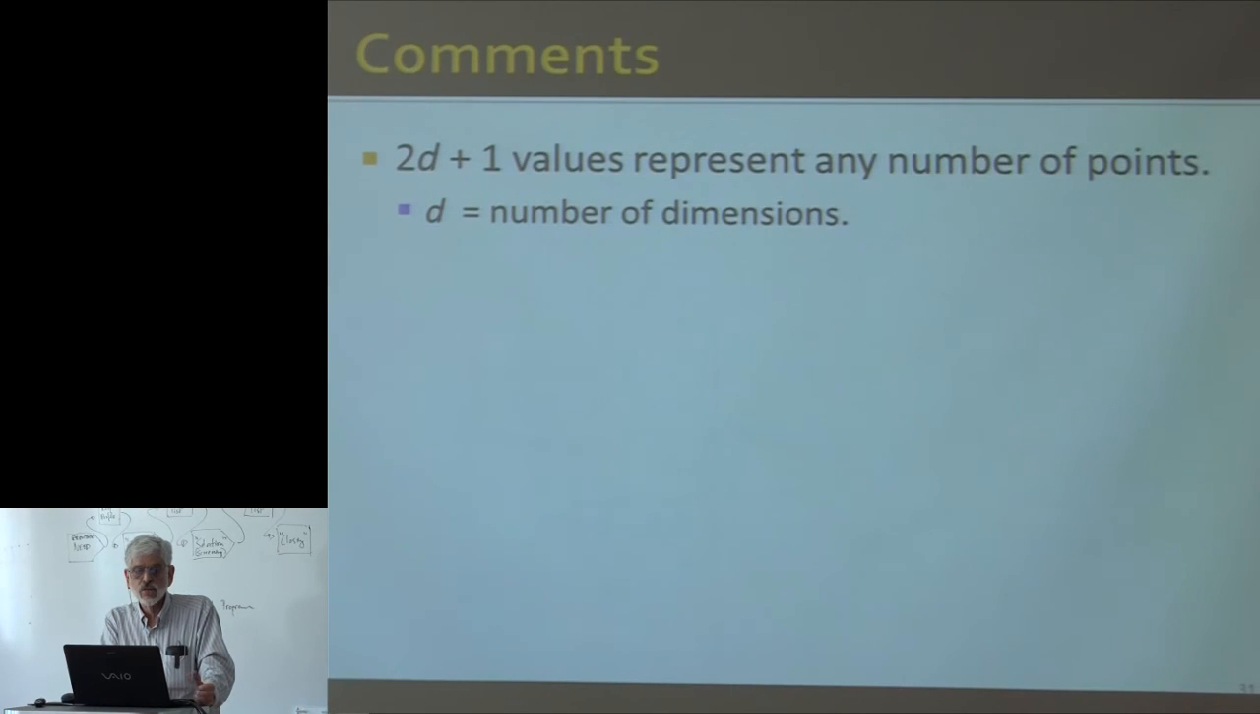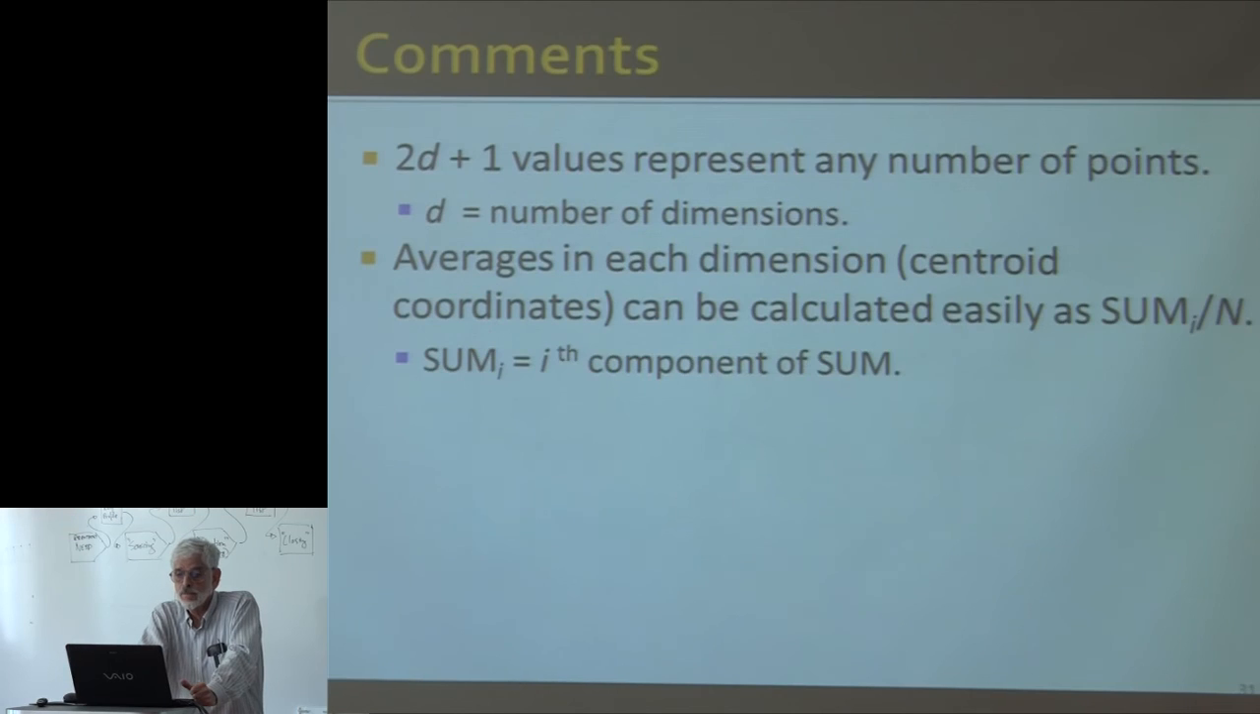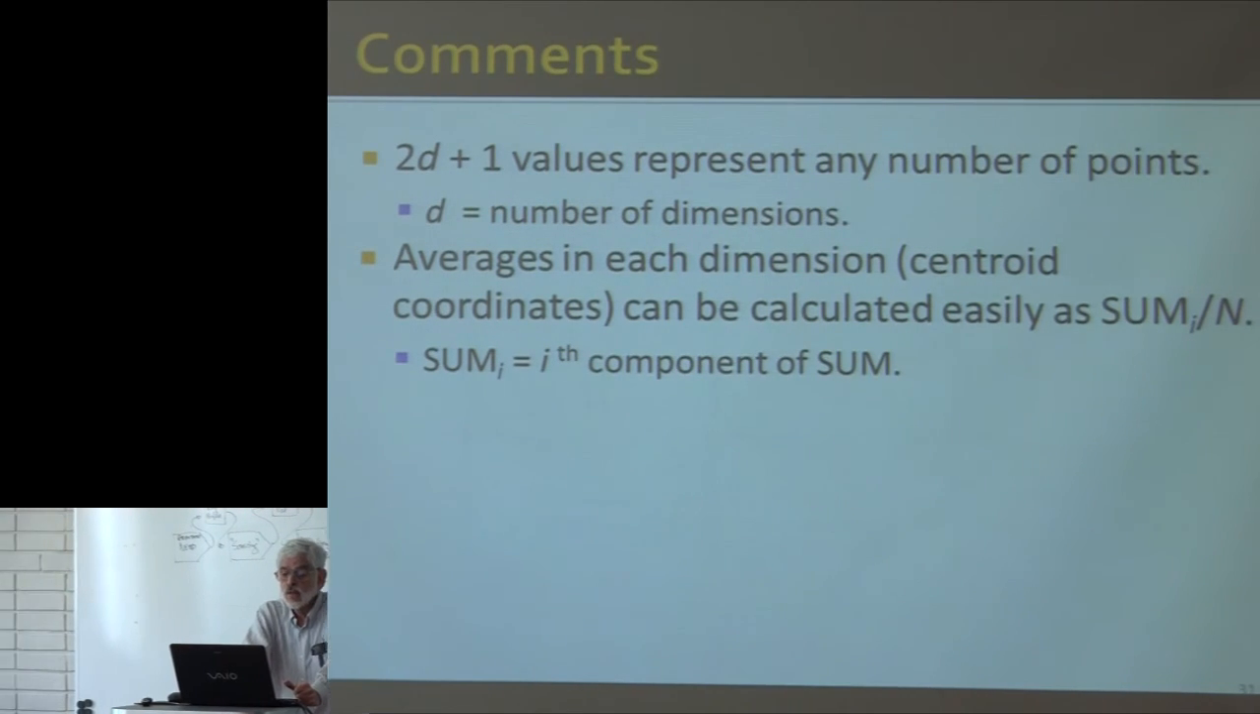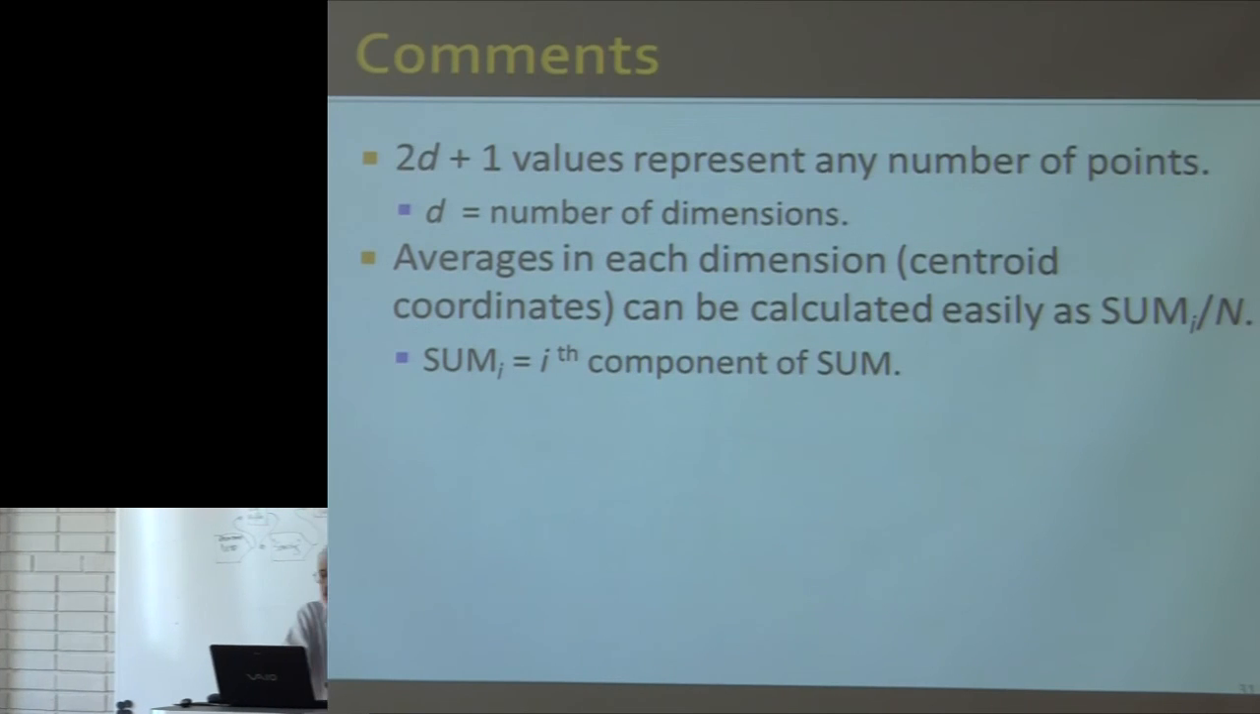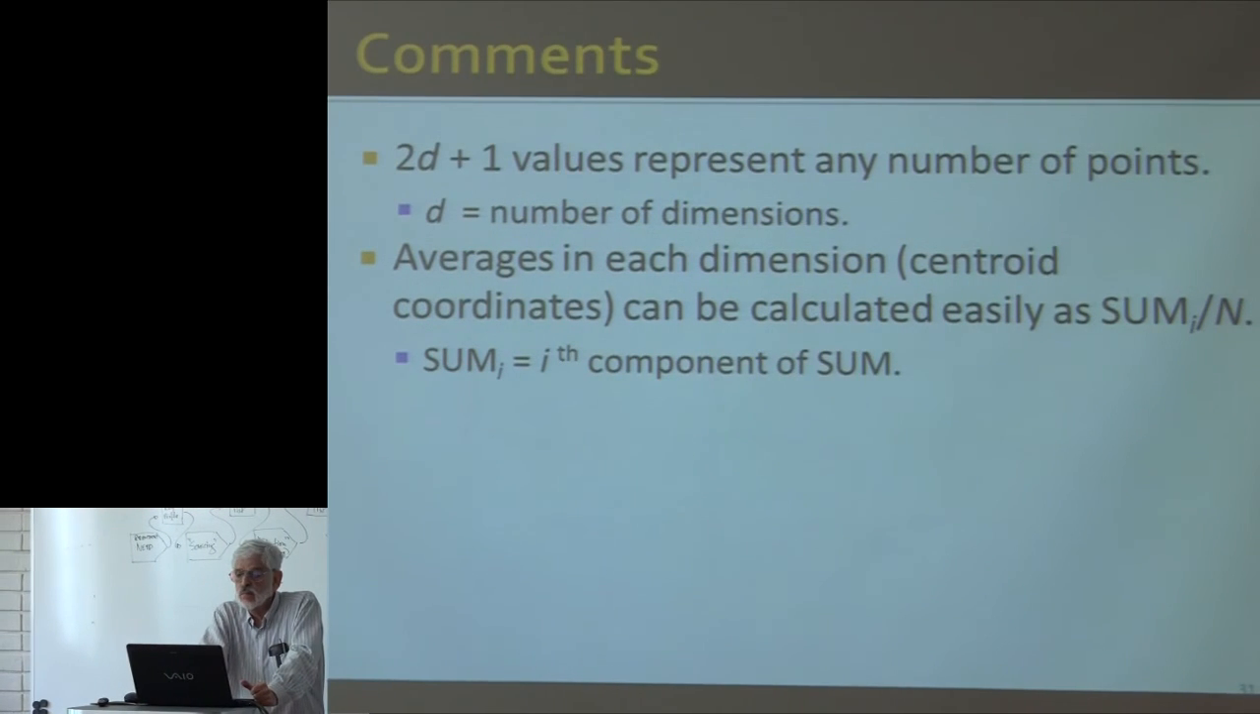Okay, so if D is the number of dimensions, then you've got one value, the number of points, and then two vectors of length D. And that summarizes any set of points. Now, if I want the centroid, it's very easy. I just take the component of sum divided by n.